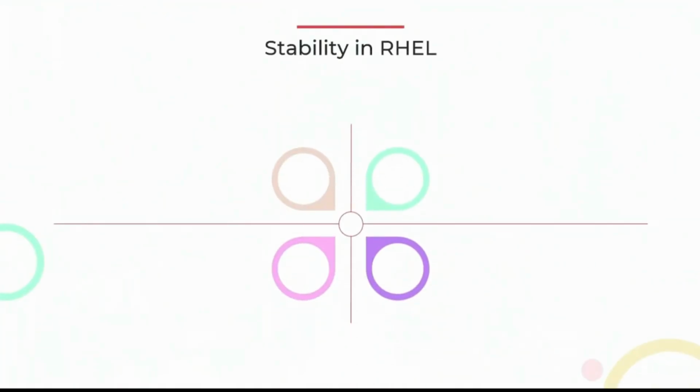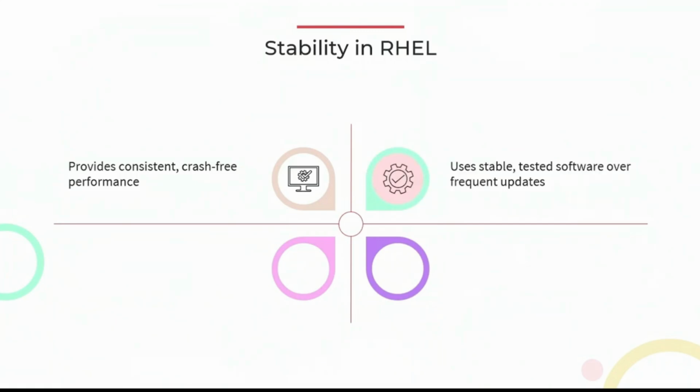Why is stability such a big deal in RHEL? Stability in an operating system means it doesn't break or crash easily and behaves in a predictable manner over time. That's exactly what RHEL delivers. When you install RHEL on a server, you know that the system will work reliably for years without unexpected changes. Red Hat achieves this by focusing on long-term, thoroughly tested software rather than constantly chasing the latest features.